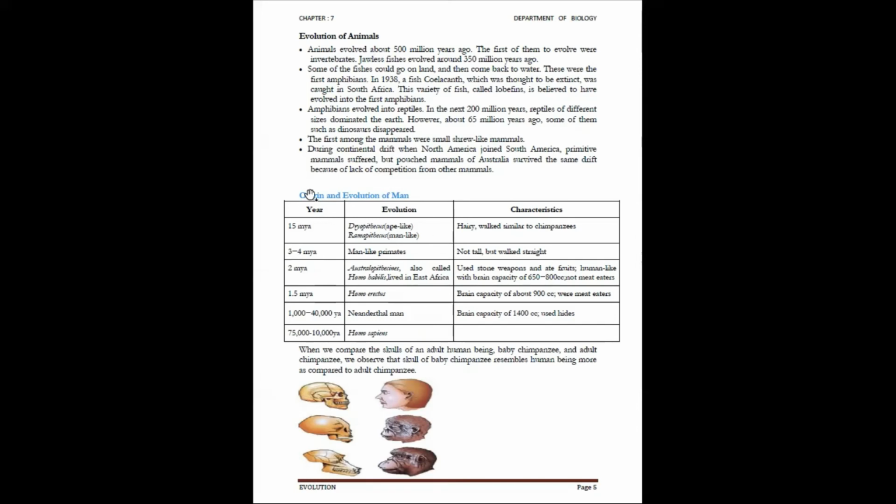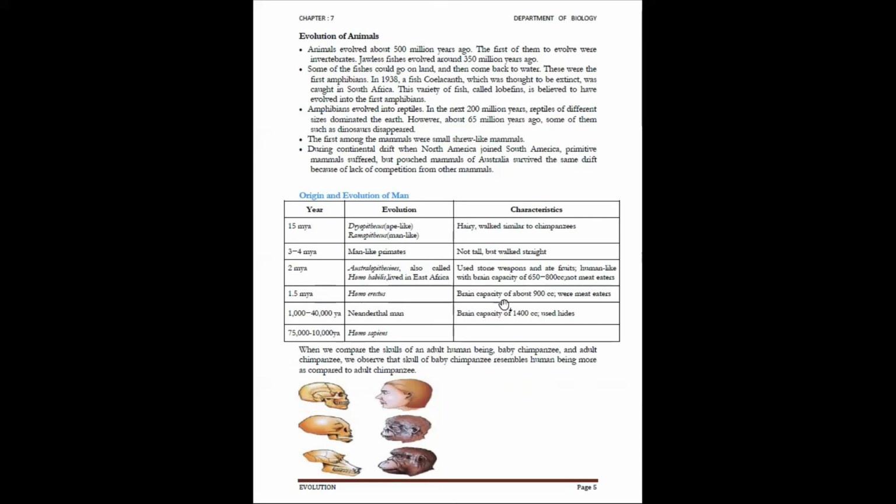Next, moving on to the origin and evolution of man. Yes, this is definitely a question. How will it be asked? It can be asked where you write the characteristics of Dryopithecus or Ramapithecus or Homo erectus or Neanderthal or Homo sapiens, like that. Or they might ask the year of it. They might ask the year of Homo erectus. Then you have to write it as 1.5 million years ago.